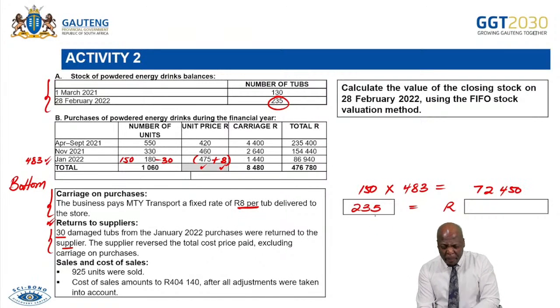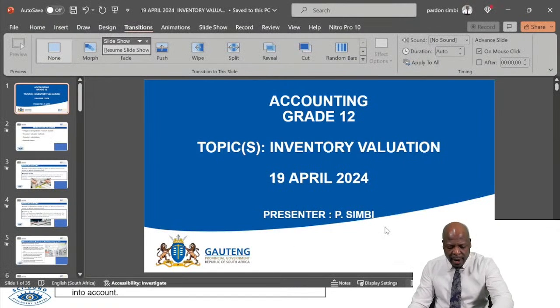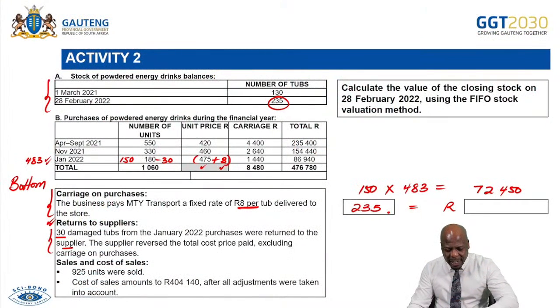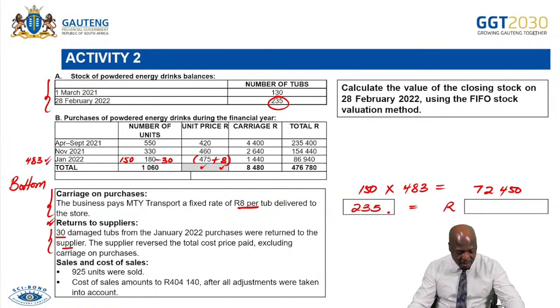72,450. But I need to have 235 units. So how many more units should I go and check? If I need more units, how many units? I'm going to go to my calculator. On your calculator, you now say 235 minus 150. How much is 235 minus 150? Punch it on your calculator, and then you get 85.